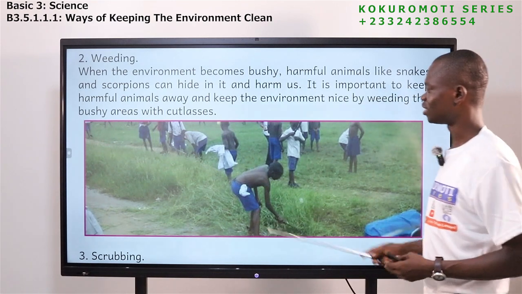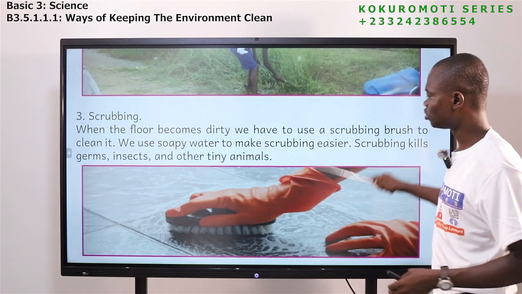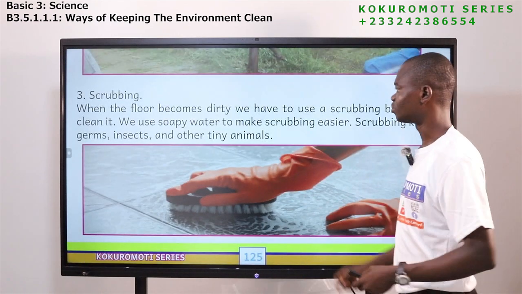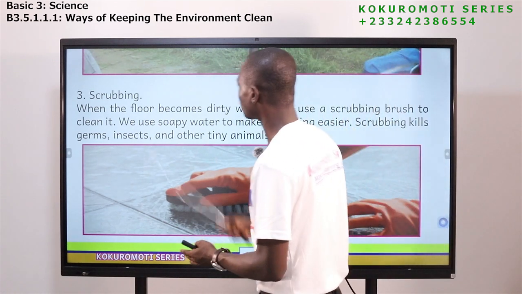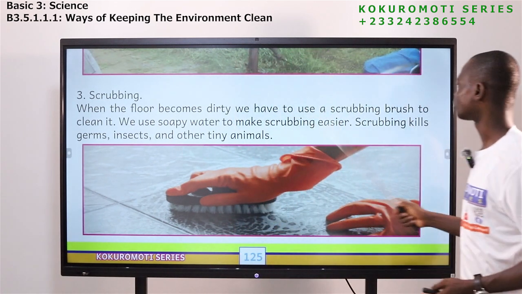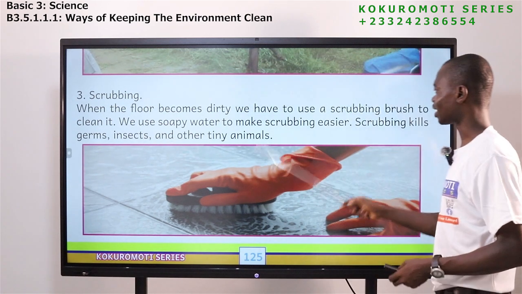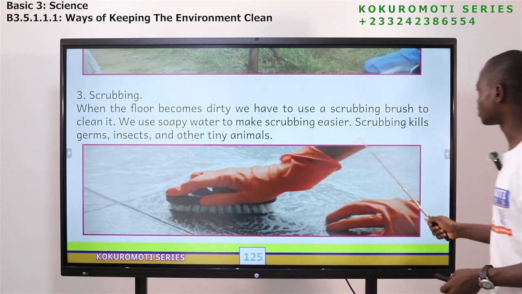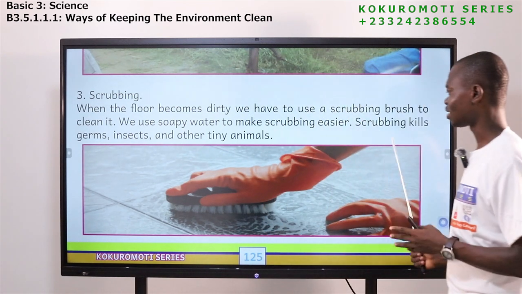He's also reaping. This side, the next one is scrubbing. You use the scrubbing brush to scrub. So this is how scrubbing is done. When the floor becomes dirty, we have to use scrubbing brush to clean it. We use soapy water to make the scrubbing easier. Scrubbing kills germs, insects, and other tiny animals.